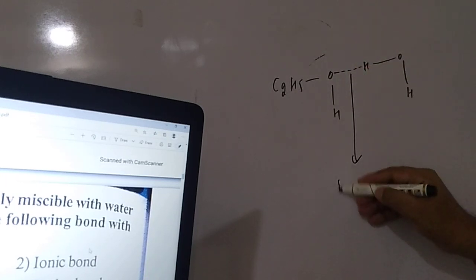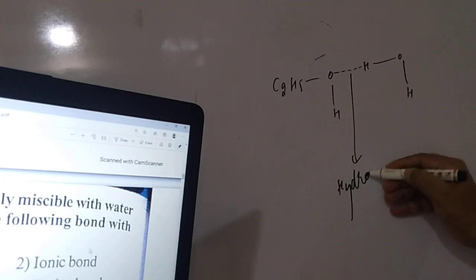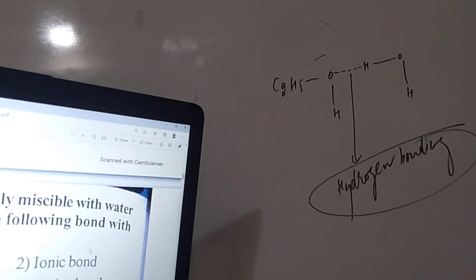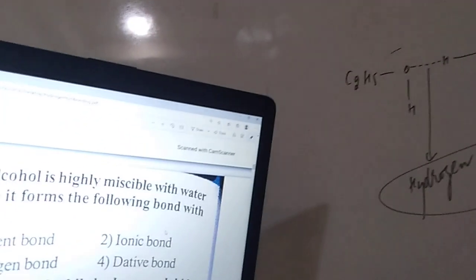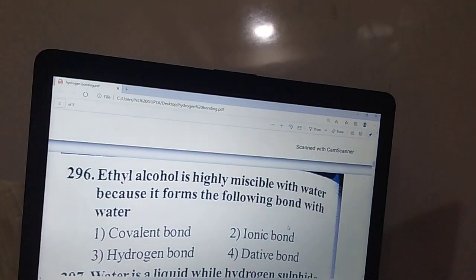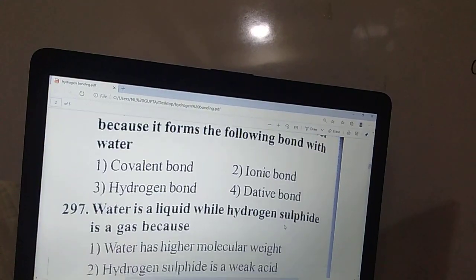This is known as what? Hydrogen bonding. Okay, this is known as hydrogen bonding. So the correct option will be option number 3, that is hydrogen bonding. So for question 296, the correct answer is option number 3. Now let us move to question number 297.